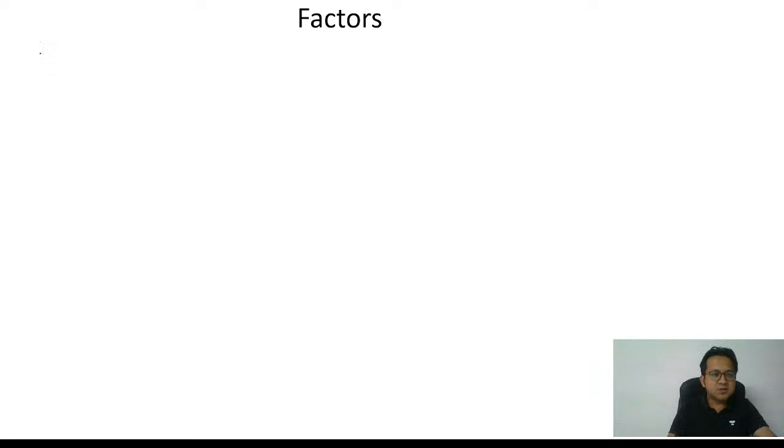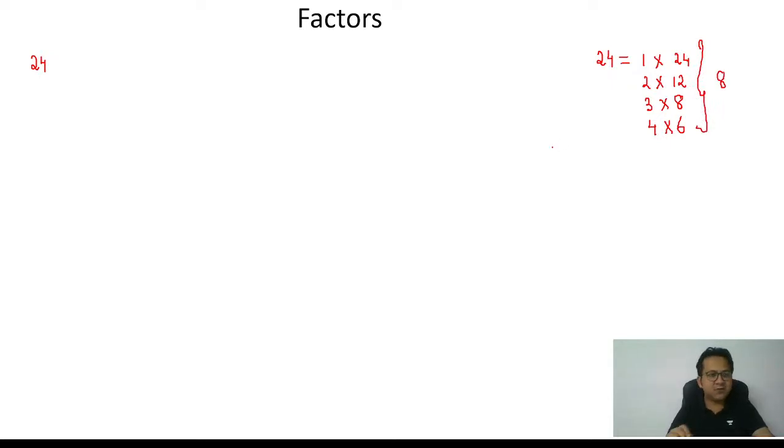Remember what are factors? Let's take the number 24. What questions can be asked? A lot of things can be asked on this. What are the factors of 24? 1 into 24, then 2 into 12, next 3 into 8, 4 into 6. These are the 8 factors. How many factors does 24 have? 24 has got 8 factors.